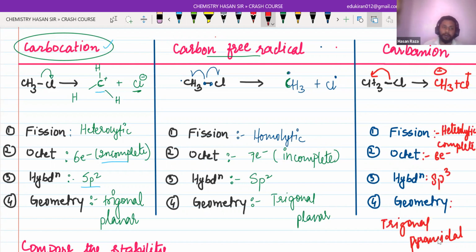That means one of the groups attached to the carbon will take an electron from the carbon and make it positive, and there will be a negative charge on that.